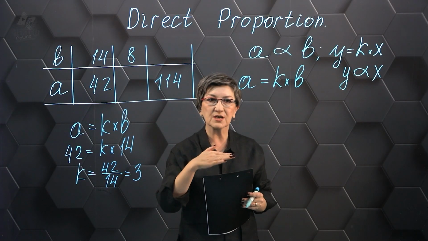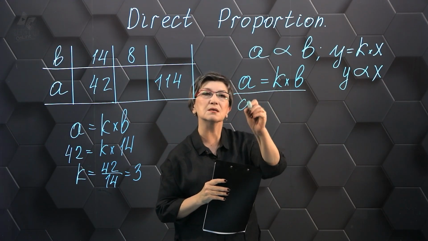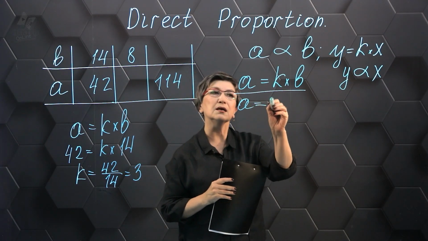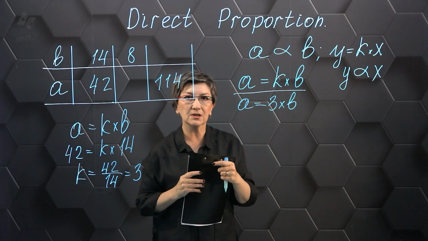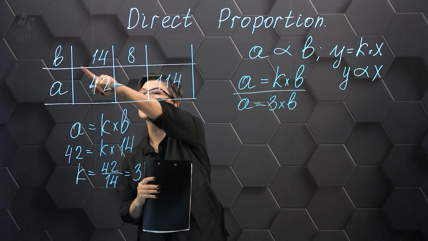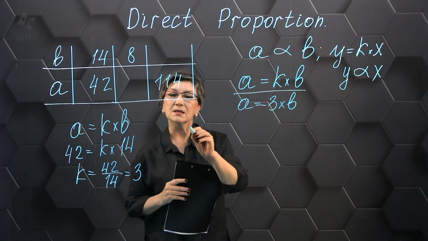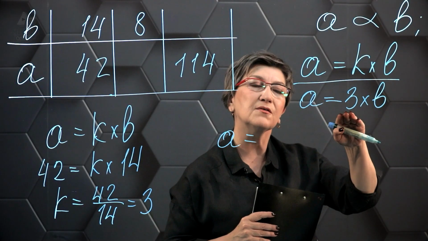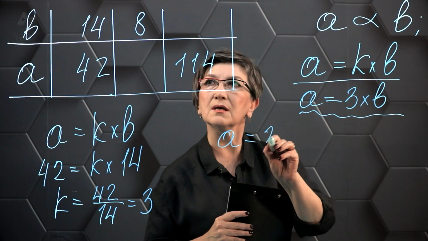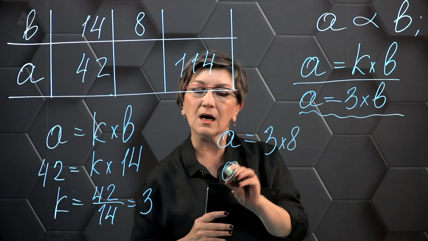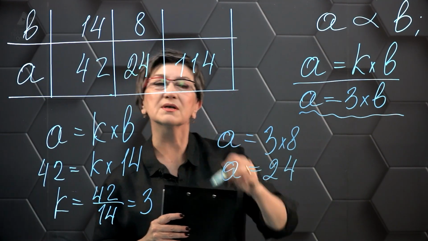Then we can already write down the relationship. Let's go back to our record and write down A equals 3 times B, and using this record we can fill in the table. Let's go to our table. We have B equals 8 and we need to find A. Then I write down A equals. Since the quotient is 3, I use this particular entry. A equals 3 times 8. And then A will equal 24. Let's write down. A is 24.